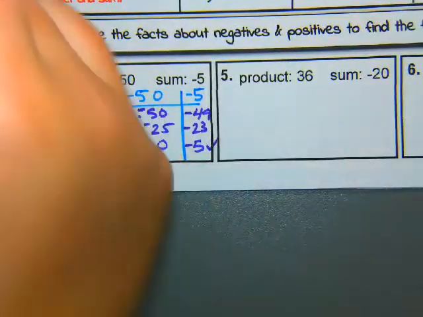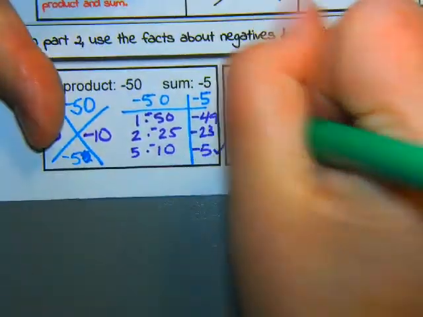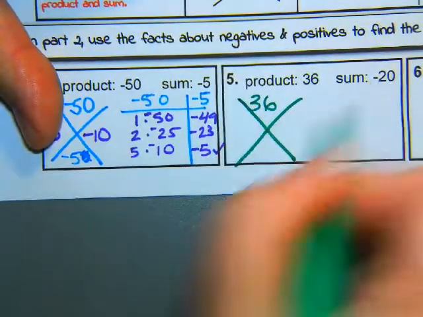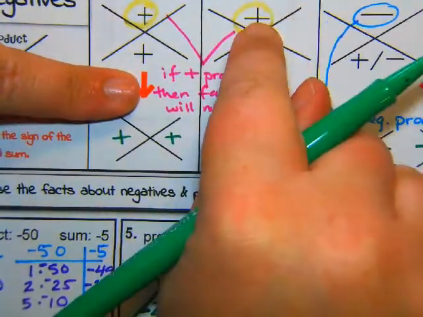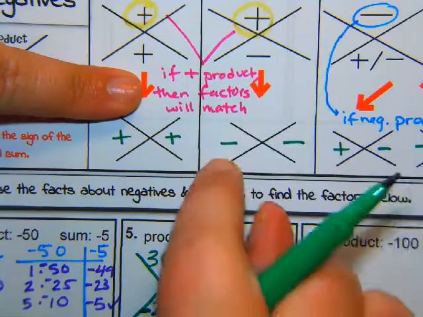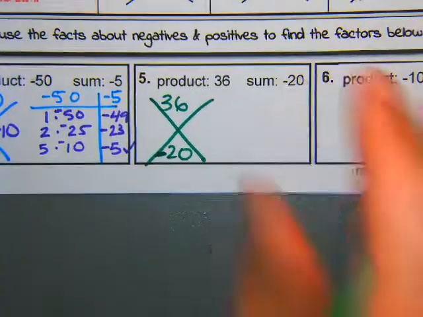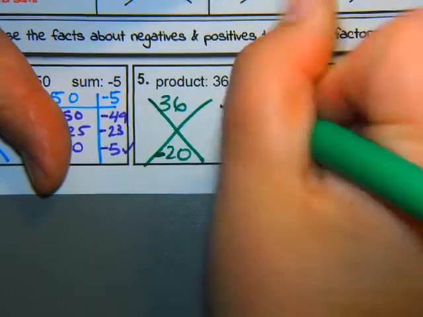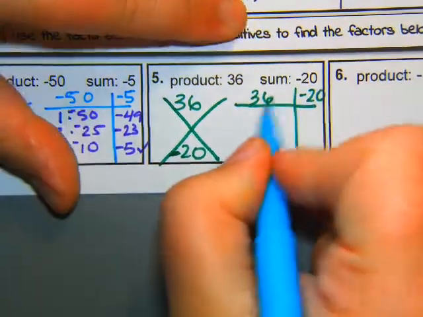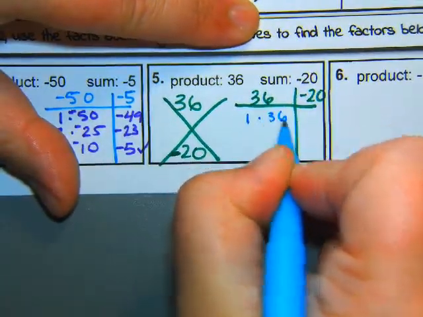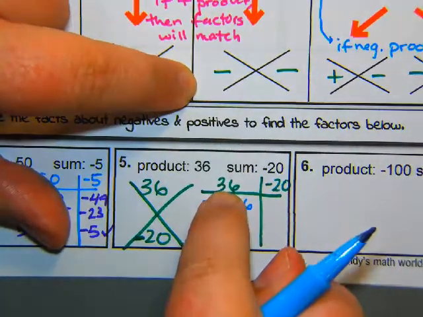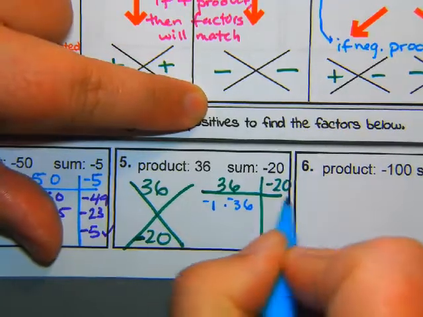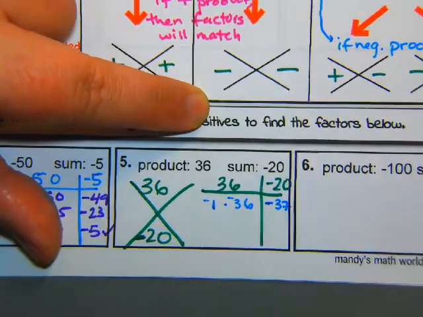Okay, next one. The product is 36, and the sum is negative 20. Well, if we look up here, that's like this one. The product is positive, the sum is negative. That means that both of the factors are going to be negative. Okay, let's do this. We have 1 times 36. And again, both have to be negative because that's what the rule is. A negative times a negative will be a positive, but a negative plus a negative will be a negative. That's negative 37. That's not right.